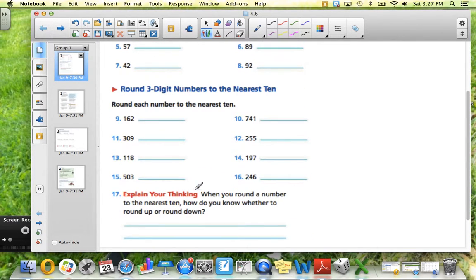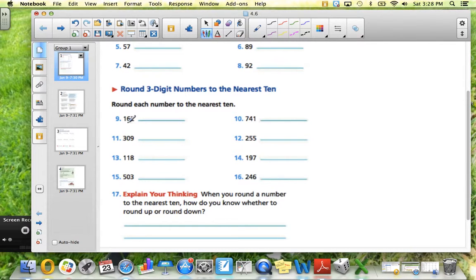All right, welcome back. We are going to round three-digit numbers to the nearest 10. So it's the same thing as before, as up here. We are just going to use our tens count bys up to 1,000. So like from 100 to 1,000. So like 100, 110, 120, and so on. All right, so let's get started.